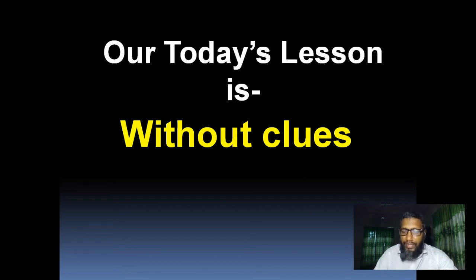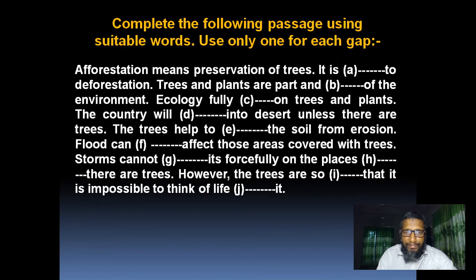I have brought two "without clothes" today. The first question is here before your screen. Afforestation means preservation of trees. Preservation means save or protection. It is dash to deforestation. What are afforestation and deforestation? Both are opposite words. Both are antonyms. So in this gap, we can use the word opposite.